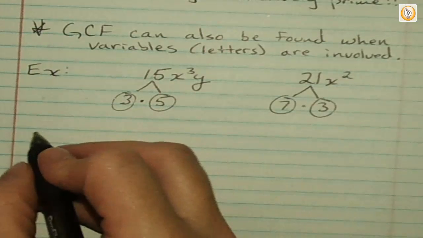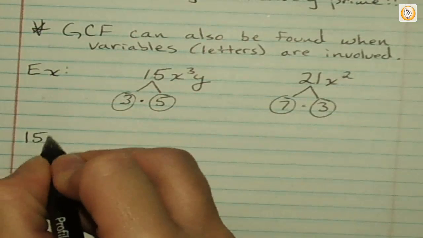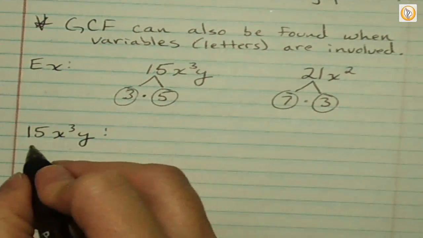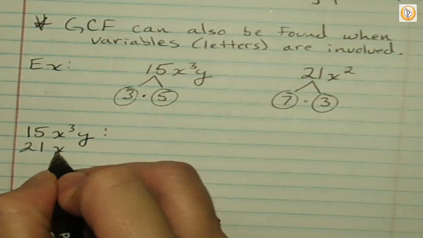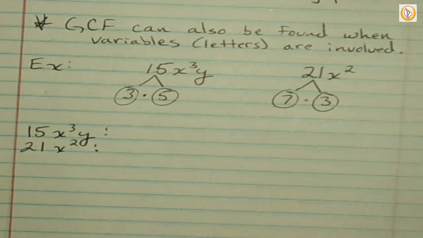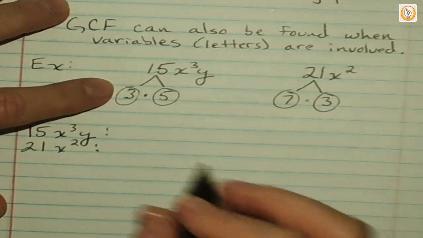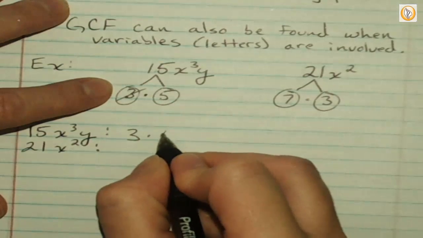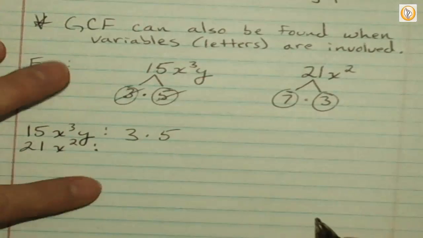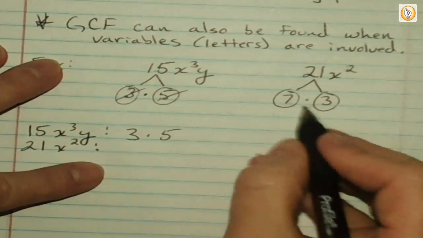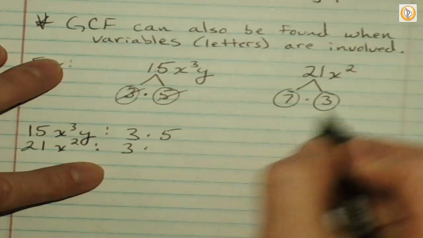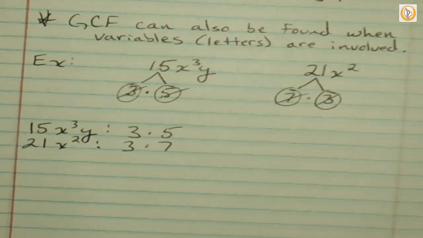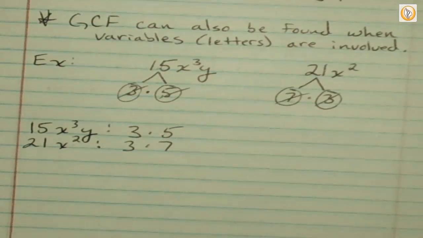All right, so down here, I'm going to write 15x cubed y. We're going to list the prime factors in just a second. 21x squared. Now, my numbers, I'm going to put them down least to greatest like I always have been. So 3 times 5, I'm crossing out. And I'm going to do the same with my other one. 3 times 7, cross out. I'll let y'all catch up.